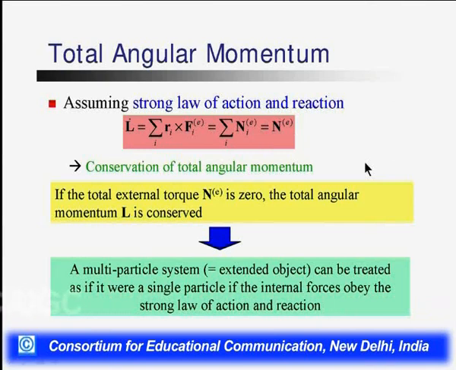How do we define when the total angular momentum is conserved? If the external torque is 0, it means NE will be 0, then dL/dt will be 0, then L will be constant, and then we can say it is conserved. The total angular momentum L is conserved.